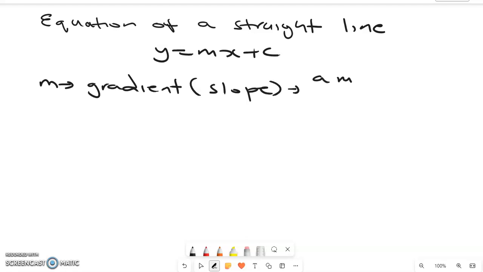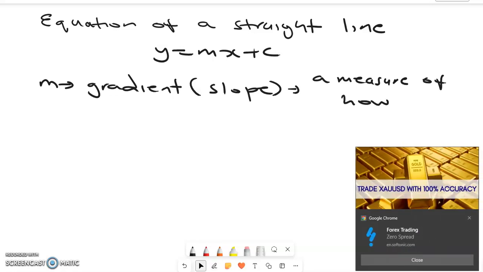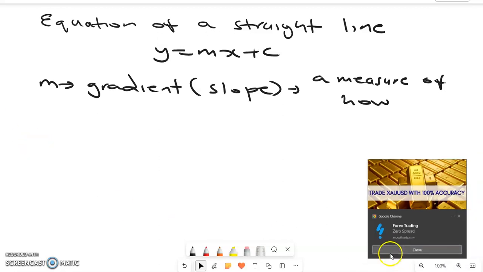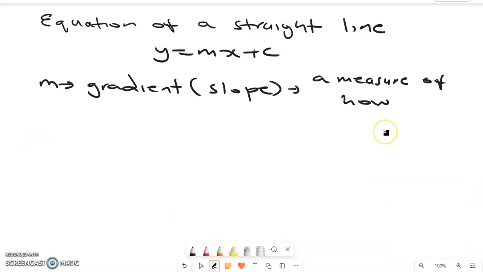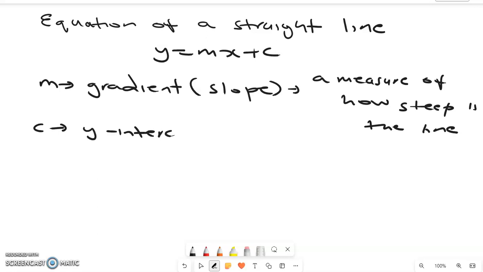This is a measure of how steep the line is. Okay, then we have c, which is the y-intercept.